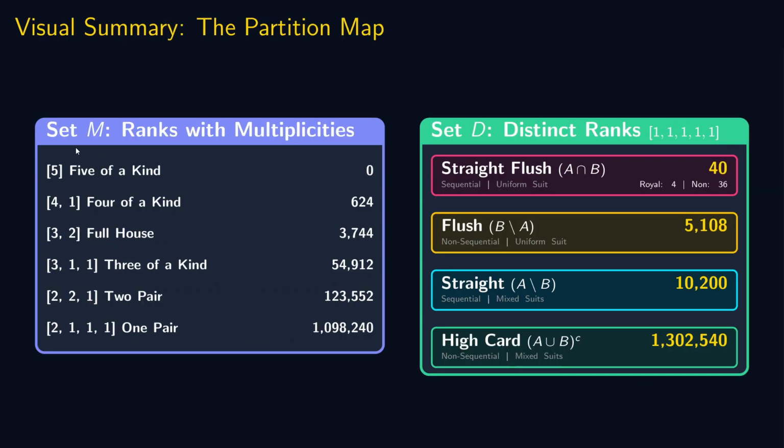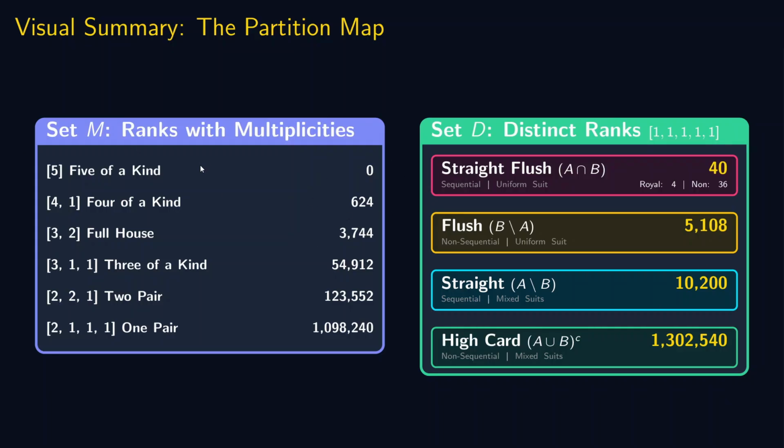Let us now take a step back and look at the complete picture. We have worked through every single partition, every single hand type, one by one, from first principles. And I want to bring everything together in one organized summary so you can see the full architecture of what we have built. We divided all hands into two master families, Set M and Set D. Let us revisit them in order.